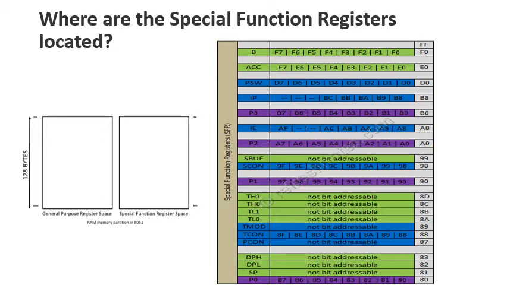Now that you know about this hidden memory space in the RAM, let us talk about the various registers that comprise the special function register space.